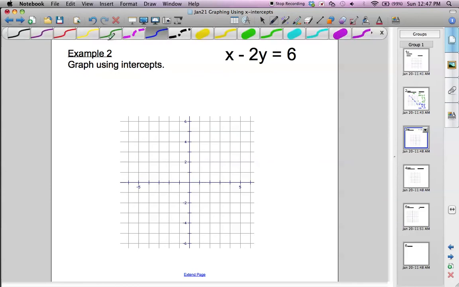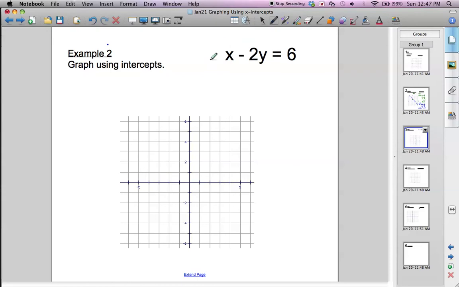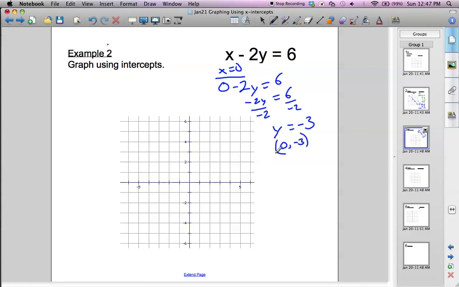In this example, we're going to do the same thing. So let's let x equal 0. Then we're going to have 0 minus 2y equals 6. Negative 2y equals 6. And then we're going to divide by negative 2. And we get y equals negative 3. So the point 0, negative 3 is the y-intercept. So let's graph that. 0, negative 3 is right here.